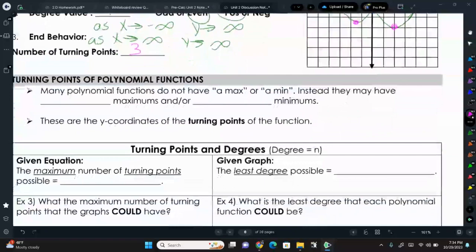So many polynomial functions don't have a max or min, but instead they have what are called relative minimums or relative maximums, which means that that is the max value in that area. It is a turning point. These are the y-coordinates of the turning points of the function.